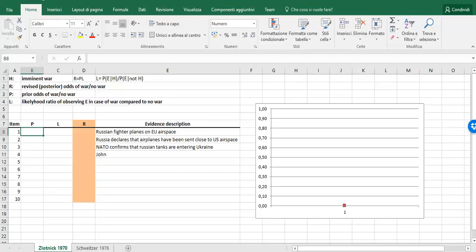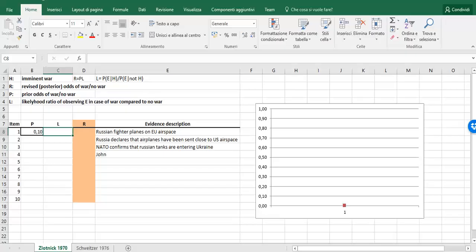We can say, for example, that the probability of a war is just a tenth of that of no war. So here we put 0.1.